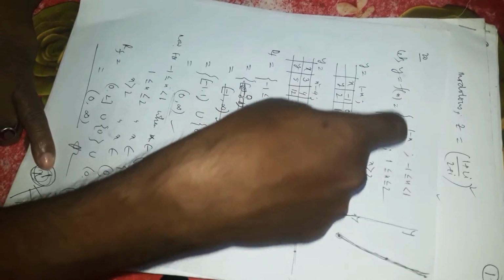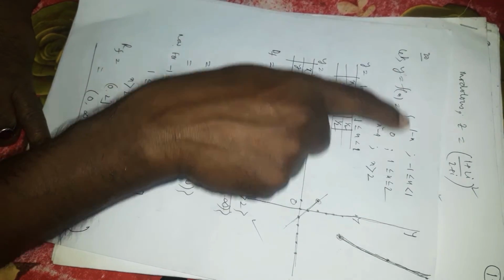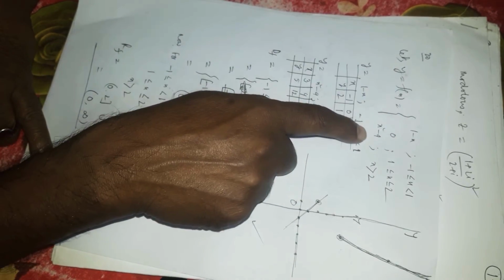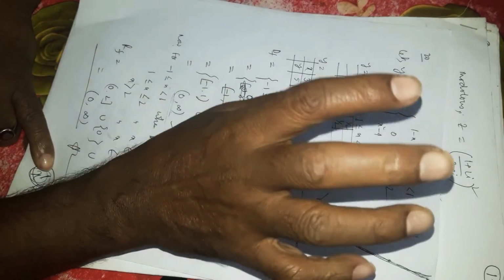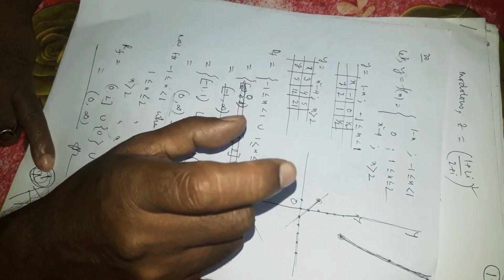First of all, you have to find out this function: y equals 1 minus x for the line, y equals 0 for the lines, and y equals x squared minus 4 for the curves. Is it clear or not?